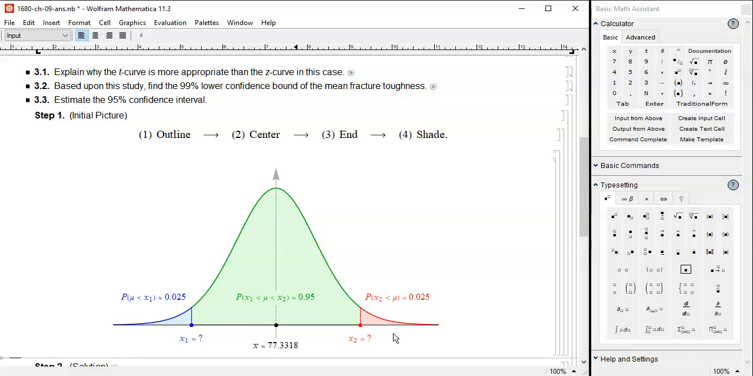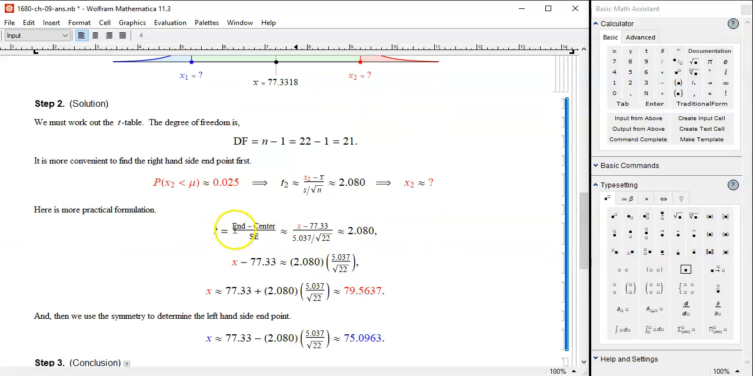Which one do we find? For z-curve, I usually went for this blue, but for t-curve, I'd like to find this red one first, and then find out the blue one later using the symmetry. So let's go with this one first. How do we do that? The same idea: (x minus center) over SE equals the t-score. Here we go. x minus the center of 77.33 over standard error, s over square root of n, is equal to the appropriate t-score.